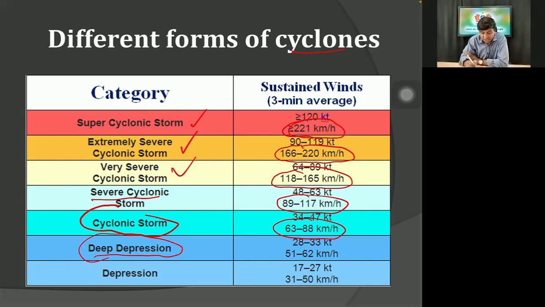Otherwise, we call it a deep depression. Deep depression means that if the speed of the cyclone is less than 63 km/h, or approximately 70 km/h, then we call it a depression, but we will not call it a cyclone. So to call it a cyclone, the minimum speed should be more than 70 km/h. That is the necessary condition.